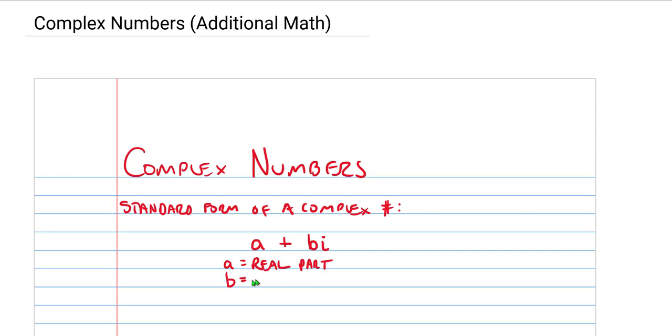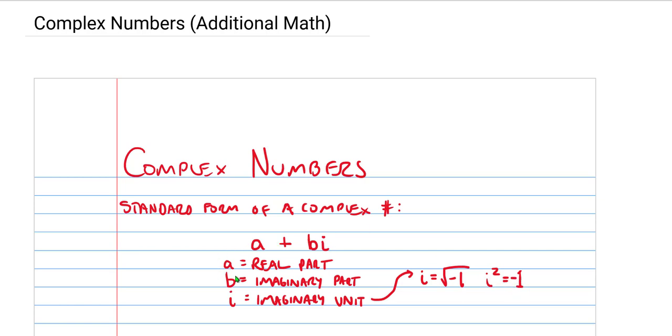We call b the imaginary part. And of course i is the imaginary unit. We will talk a little bit more about the imaginary unit in a moment, but most of you will know that the imaginary unit is the square root of -1. You can also sometimes see this defined as i squared equals -1.